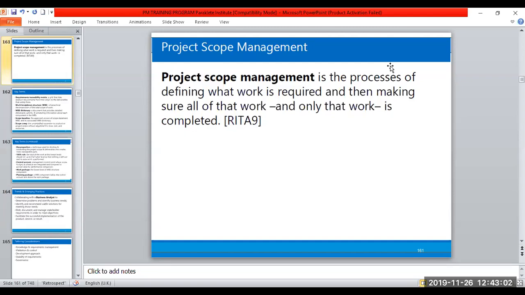All right, so the project scope management. Project scope management is all about the processes that are required for defining what work is required and then making sure that all that work and only that work is completed. Okay, so only the work that is required. So project scope is talking about the work that is required to be done and only that work. Product scope is talking about the features and functionalities of the product or result or deliverable.